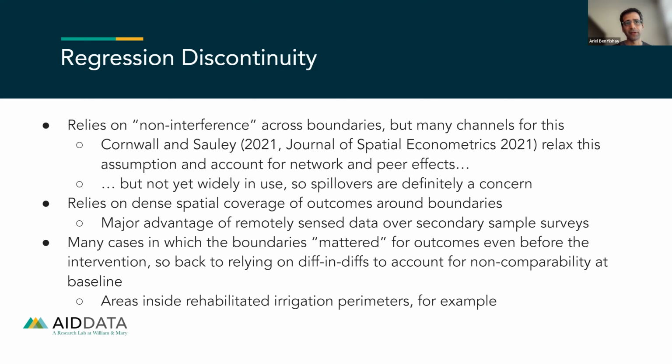One example, again, with rehabilitated irrigation perimeters in Afghanistan that we looked at, areas inside the rehabilitated irrigation perimeters were different from the start, partly because there had already been perimeters there that are now being rehabilitated. So we want to rely again on some combination of RD together with panel or difference-in-differences models to tackle this kind of situation.